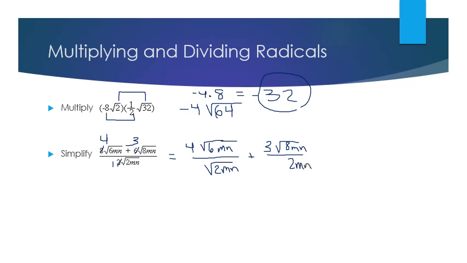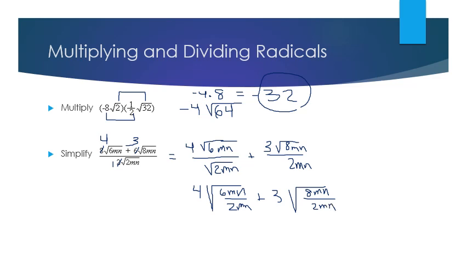And I'll show you why I chose to do it this way. I happen to know that if you have a fraction, if you have a radical on the top and the bottom, you can combine those into 1. So this would be 4 times the square root of 6mn over 2mn. And this one will be 3 times the combined square root of 8mn over 2mn.